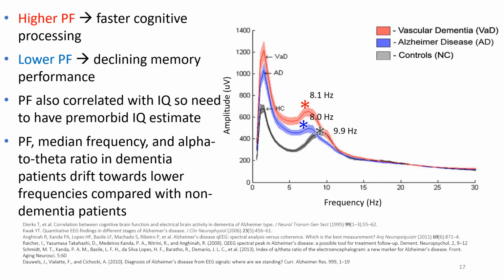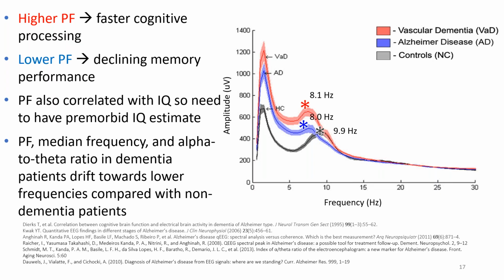Now, when they looked at peak alpha with different types of dementias against controls, so they looked at vascular dementia, Alzheimer's, and normal controls, they found that the peak alpha in normal controls stays about 10 hertz. In this case, the average was 9.9. With the Alzheimer's disease patient population, it was an average of 8 hertz, so about 2 hertz slower. Similarly, the vascular dementia was about 2 hertz slower, but the difference was in the amplitude.